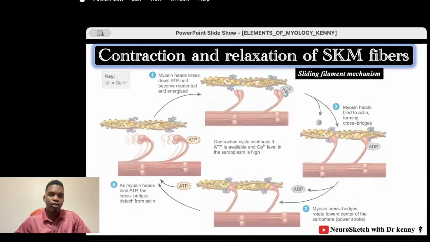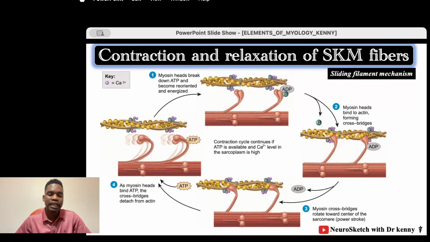So here is the cycle of contraction and relaxation. As we've said, the function of the myosin is to convert energy from chemical energy into mechanical energy. So it converts ATP to produce movements, which is mechanical energy. And then we know that it does so by the presence of the calcium.